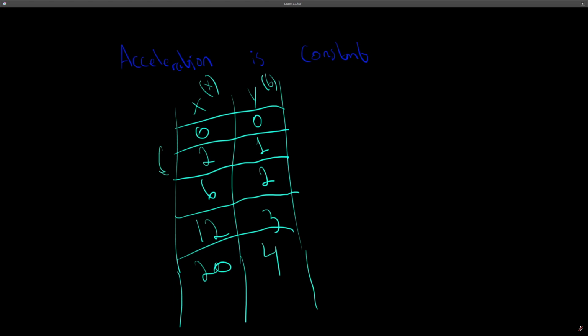So if we look here, at 1 second, it changed by 2. And then in 2 seconds, it changed by 4. In 3 seconds, it changed by 6. And then in 4 seconds, it changed by 8. So every second, the object is adding 2 more meters to its distance. And this is what we call acceleration.